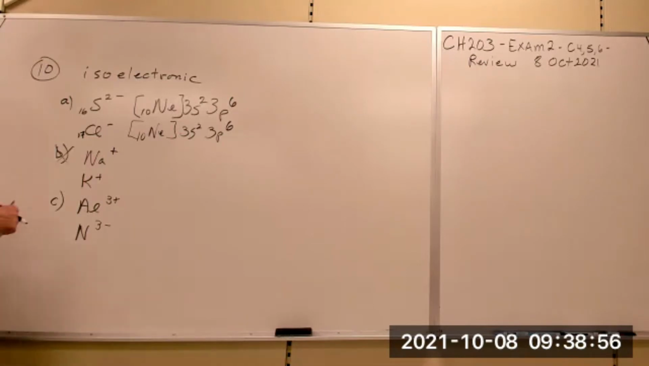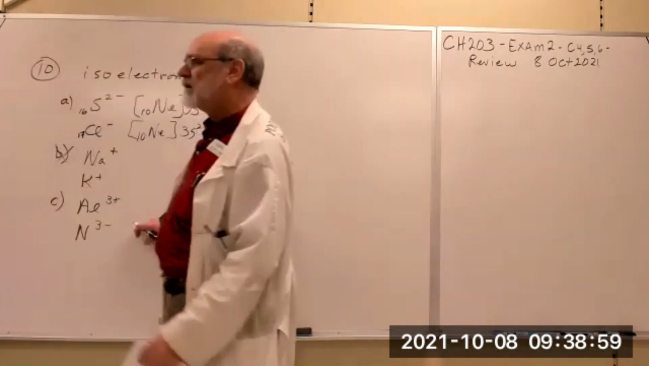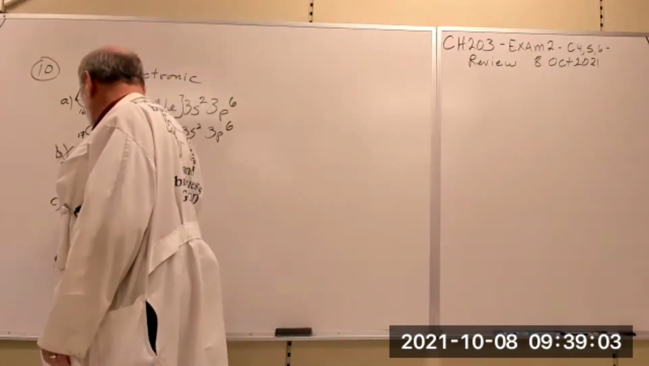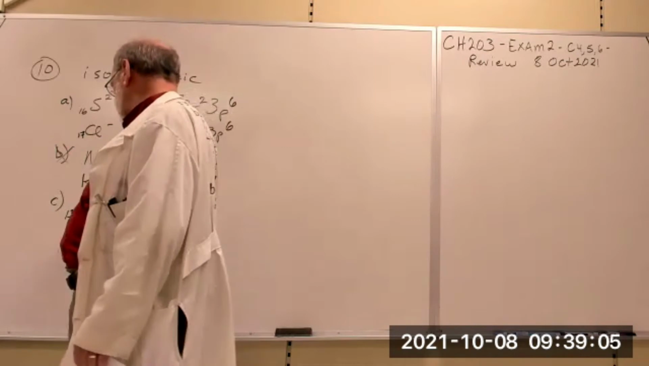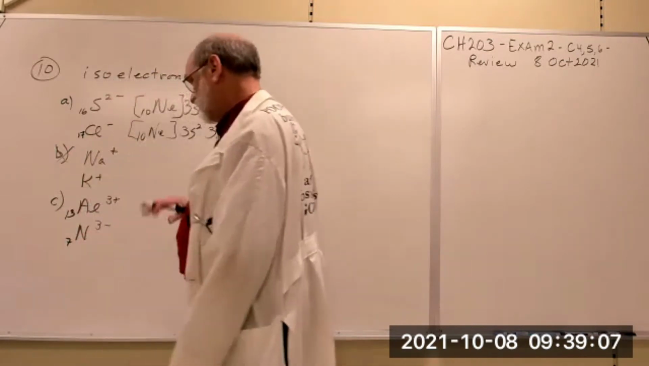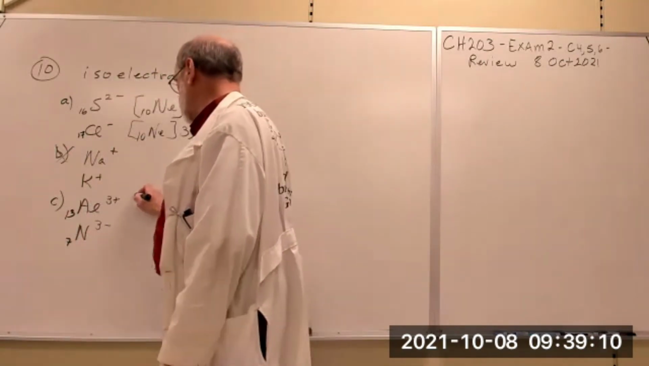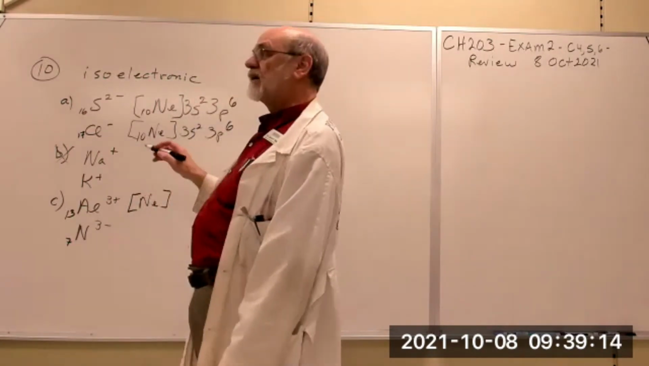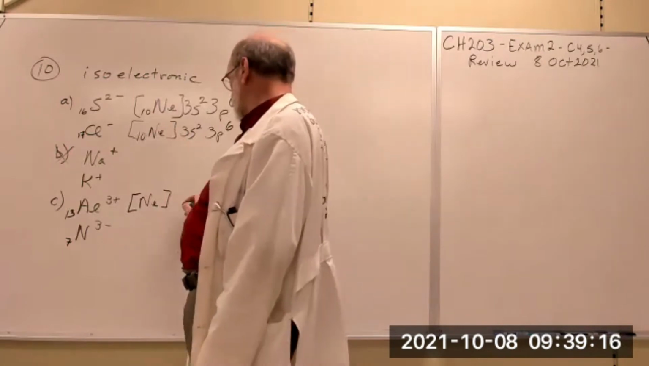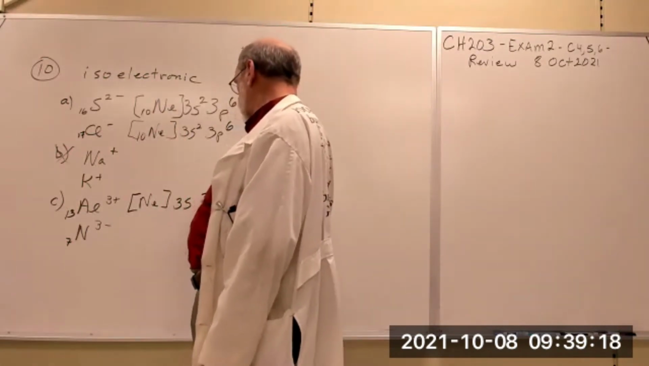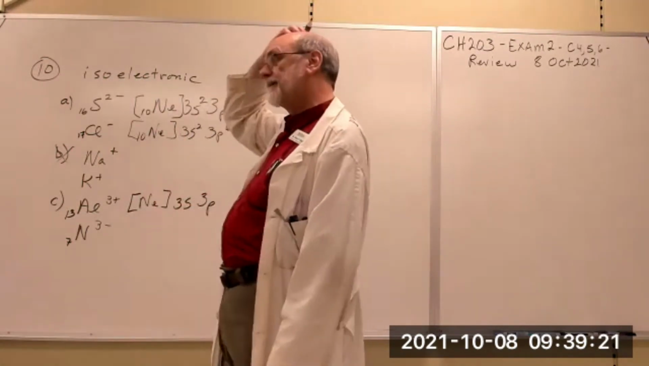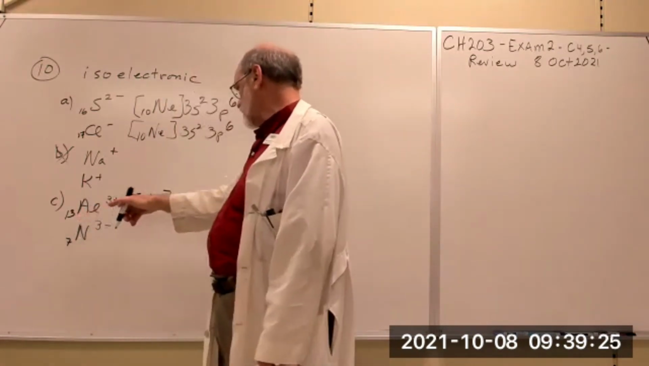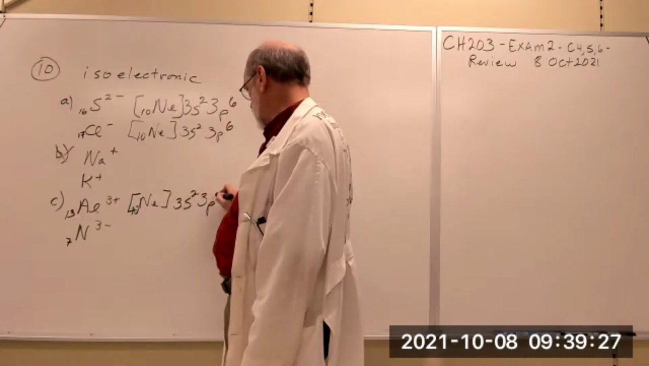Well, let's see. If we do aluminum, it'd start with neon. Aluminum is 13 and nitrogen is 7. So we've got neon here with 10, and then we go to the third period, 3s and 3p. Neon has used up 10, so we've got 3 more, 2 here and 1 there.